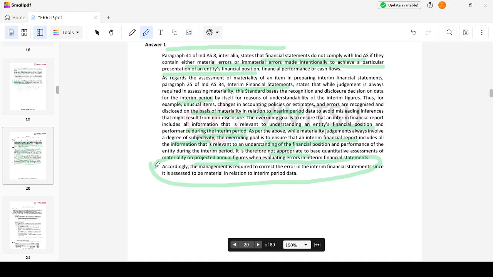Let's bring it again. What is the conclusion here? How do we have to write it? First, we have to mention the principle. Then we have to apply it in the current case, and then we have to move to a one line conclusion. Here it is: the management is required to correct the error in the interim financial statement since it is assessed to be material in relation to the interim period data.